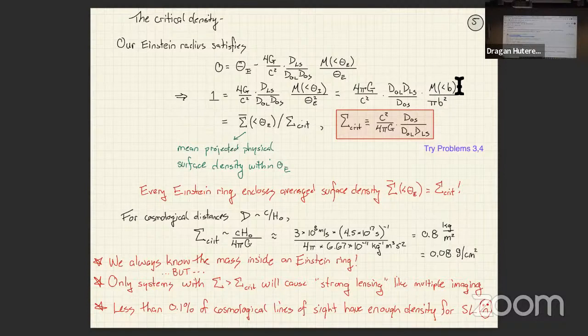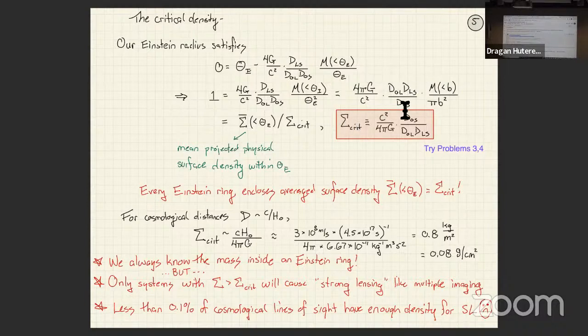So this quantity over here is what we would call the cumulative surface area, or the average surface density within the Einstein ring. And this combination of constants here is called the critical density. This is not to be confused with the critical 3D density for closing the universe. This is called the lensing critical density. And you can see that in order to have an Einstein ring, what has to be true is that the average density of the lens inside the ring has to be equal to this number here that depends only on distances called the critical density.